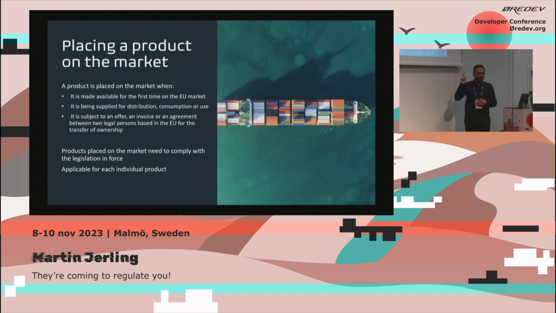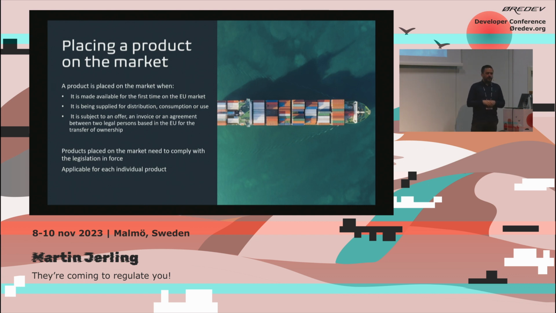So I just want to go quickly over the placing of a product on the market. This is something I found to be a common misunderstanding. When you release a product, you have a market event, and we think, hey, we released the product to the market. But actually, the regulation works a little bit differently.